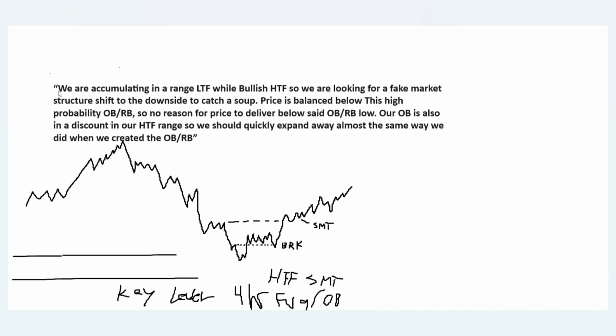Keeping in mind the following: we are accumulating in a range on the low time frame while bullish on the high time frame. We're looking for a market structure shift to the downside to catch a soup. Price is balanced below, with this high probability order block and rejection block down here. There's no reason for price to deliver past it because we've delivered to the key area and created a low time frame breaker within our high time frame market maker model.